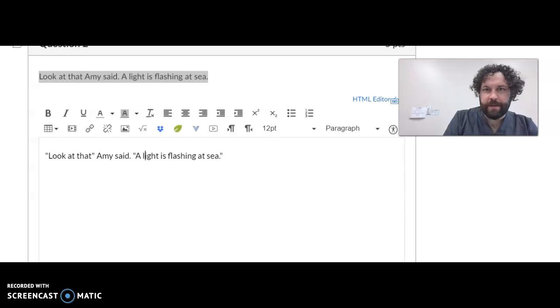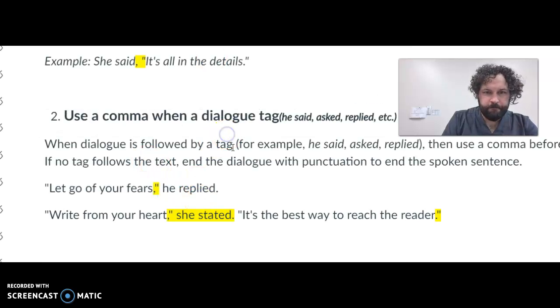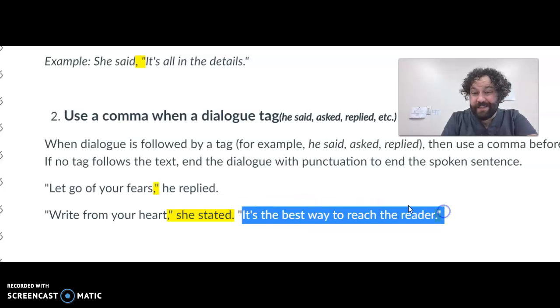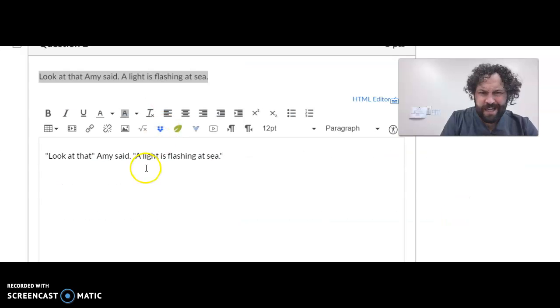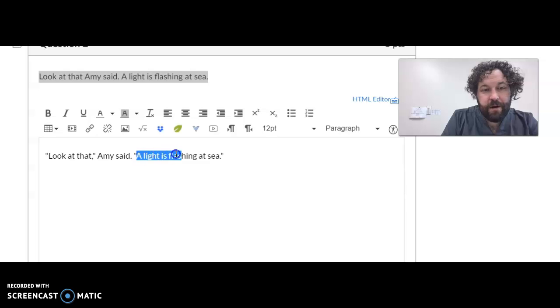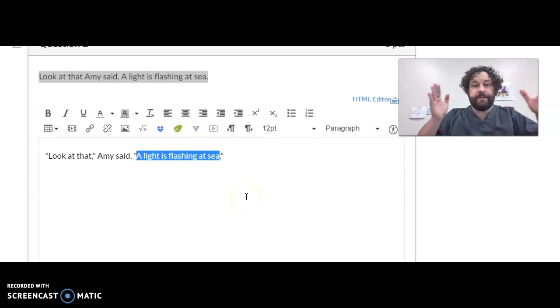Well, let's go back to our good friend. Right from your heart, comma, end quotation, she stated, period. Why is there a period here? Well, for this example, it's because what happens after the period is its own sentence. All right, is that what's happening here? Look at that, comma, Amy said, period. A light is flashing at sea, period. Yeah, now we got it right, because this right here, a light is flashing at sea, is its own sentence.